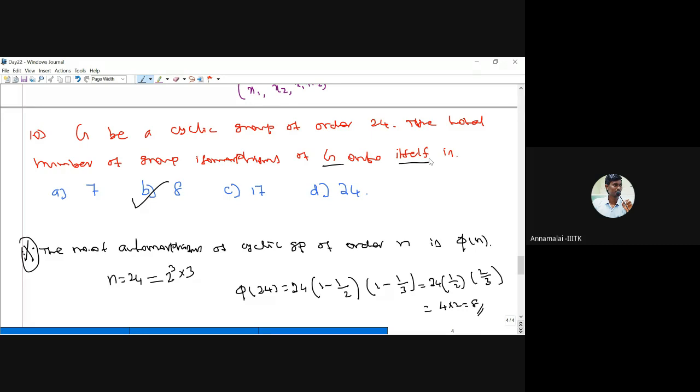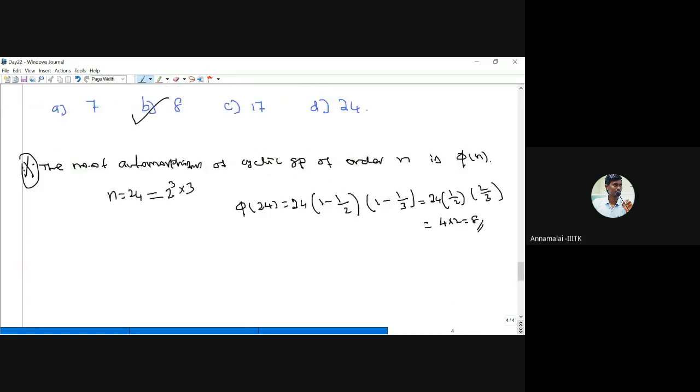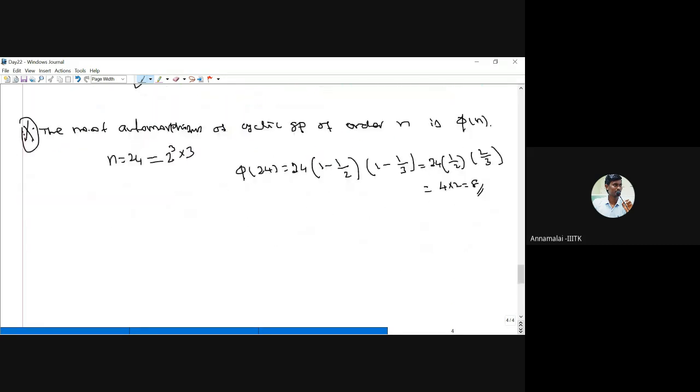Okay. Now, another problem from group theory. Which of the following condition implies that G is abelian? 11th question. Which of the following condition implies that G is abelian?